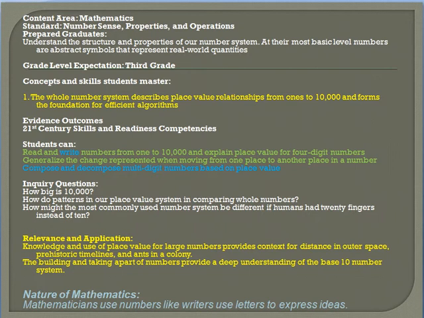In looking at this, I've color-coded things for you. Everything that is yellow is the conceptual understanding, everything that is green is declarative, and blue is procedural. Let's go ahead and take a look at the skill real quick. The whole number system describes place value relationships from ones to 10,000s and forms the foundation for efficient algorithms. And so we want students to be able to read and write these numbers, of course, and we want them to compose and decompose multi-digit numbers based on place value, kind of organizing them and telling them what the number is based off of how much it is.